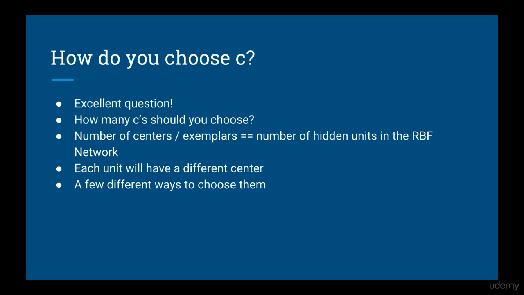One good question is, how do you choose C? Another good question is, how many C's should you choose? So the number of C's we choose is basically the number of hidden units there will be in the hidden layer. Each hidden unit corresponds to a different RBF with a different center. These centers are sometimes called exemplars. There are a few different ways to choose exemplars.